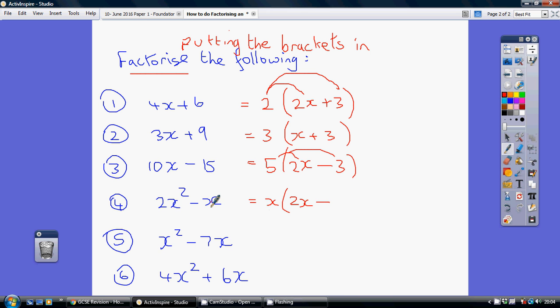Now, how do we get a single x? x times what gives us a single x? Well, just 1. You just want 1 lot of x. So just check. Does that give you 2x squared? Yes, it does. Does that give you minus x? Yes, it does. Number 5, similar to number 4.